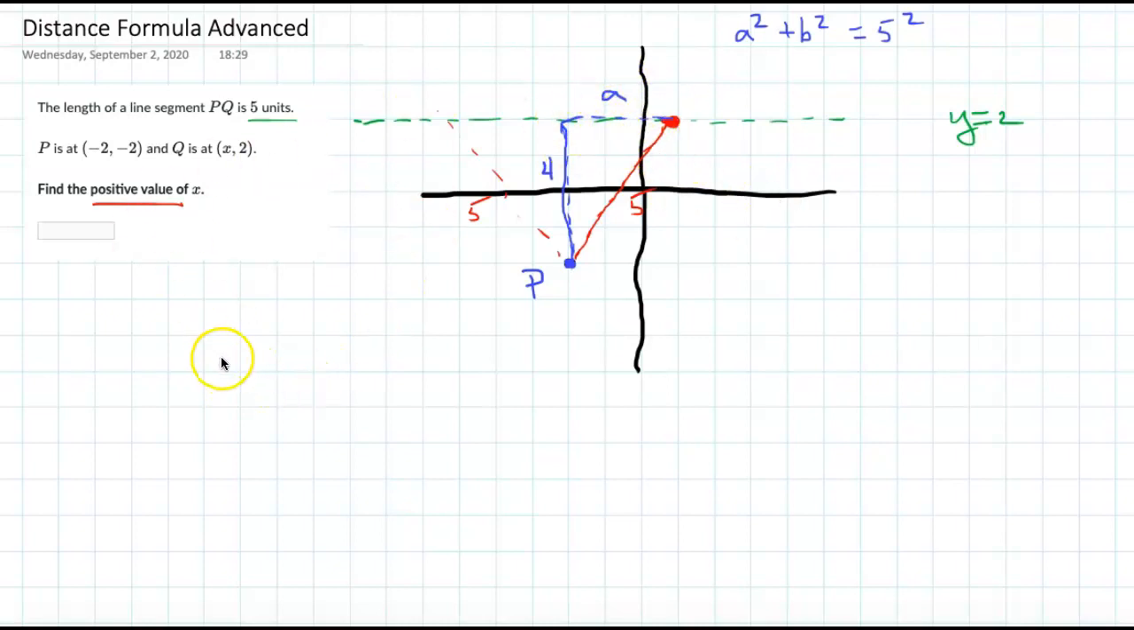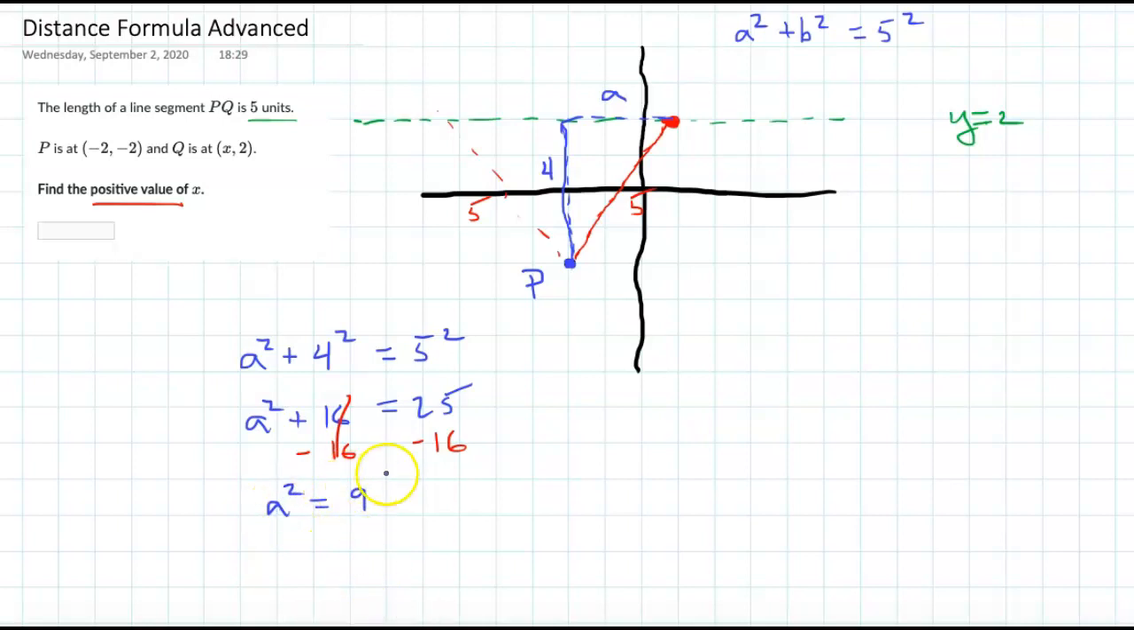So I know that A squared plus 4 squared should equal 5 squared. Now we can solve this, so we get A squared plus 16 equals 25. Then we can subtract 16 from both sides to get A squared equals 9. And if we take the square root of both sides, we get A is equal to plus or minus 3.